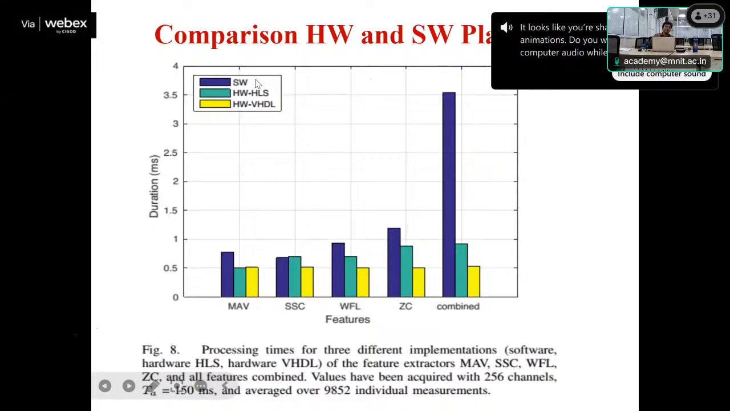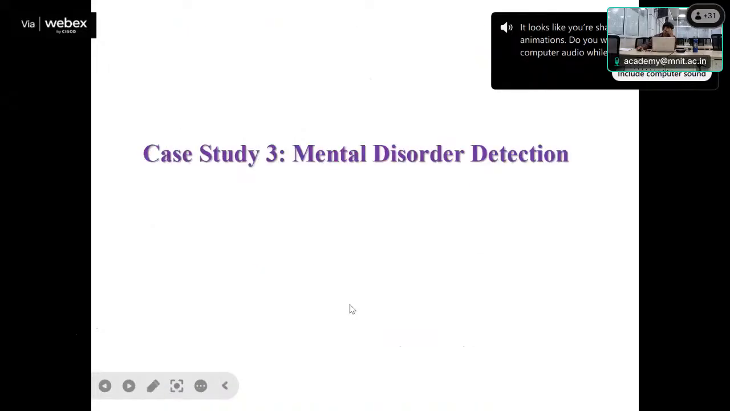But whatever you have written on your own, that is the yellow bar. That is the most optimized code. And if you observe the duration, the duration of the yellow one is much better. That is much more efficient, which means much less than your software and software HLS. Okay, so this we have done.